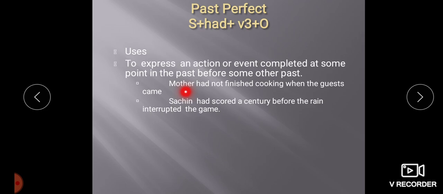Like, mother did not finish cooking. The guests came. So we are combining two past events together. Sachin scored a century. The rain interrupted the game. Again, we are adding two consecutive past events together with the help of the past perfect tense, and the auxiliary verb it takes is had.